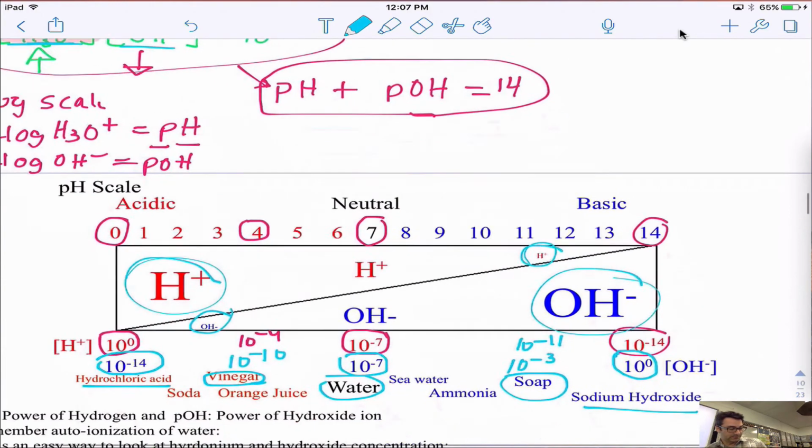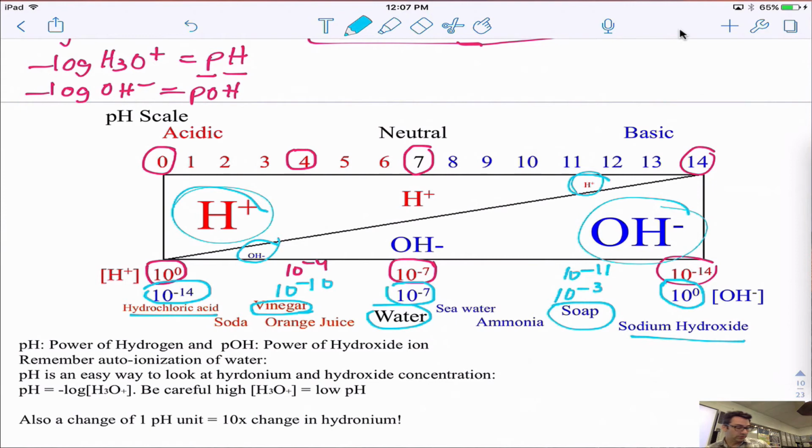Although I don't list pOH on this scale, we could do pOH. The pOH down here at pH 0 would be 14. At a pH of 4 it would be 10. At a pH of 7 it would be 7. And at a pH of 14 it would be 0. So you can see how they relate in that way as well.